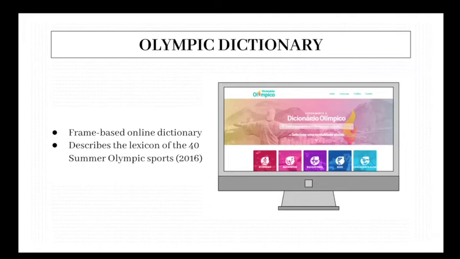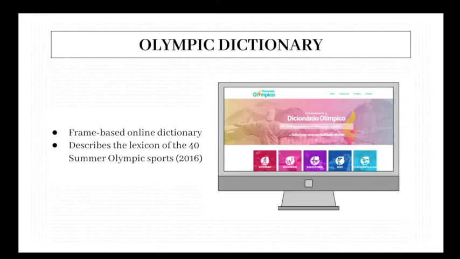Before I start talking about the research itself, I would like to introduce the Olympic Dictionary to you so you can have a better idea of what this investigation is about. First of all, the Olympic Dictionary is a frame-based dictionary that describes the lexicon of the 40 Summer Olympic sports. The dictionary was developed by the Brazilian research group Semantec, and it was launched in 2016, the year Brazil was the host of the Olympic Games.